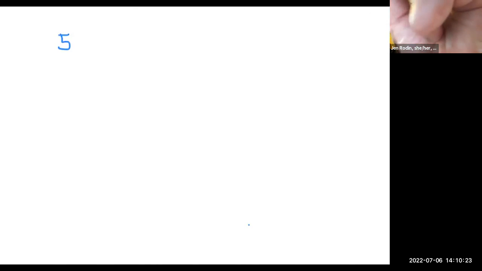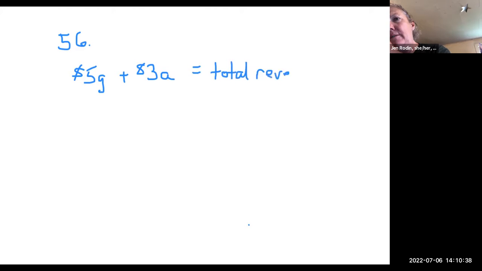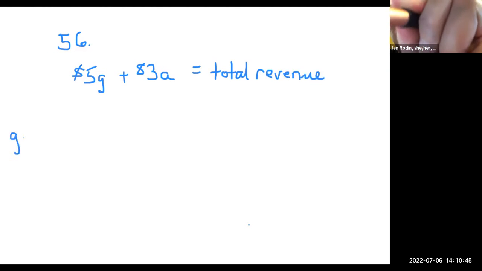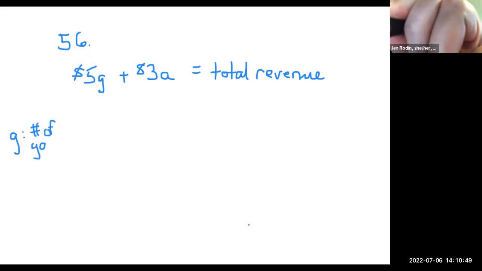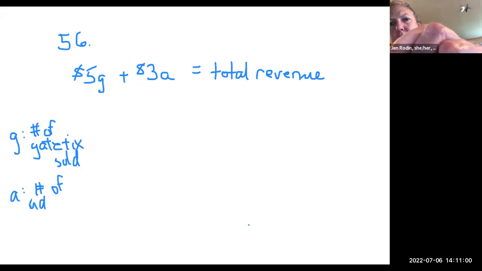This was number 56. And it was $5 for tickets at the gate, $3 for tickets in advance, equals the total revenue that they got for that event. It was a drumline performance. They also tell us that G is number of gate tickets sold, A is number of advance tickets sold. And they told us the total revenue was $5,500 for the event.